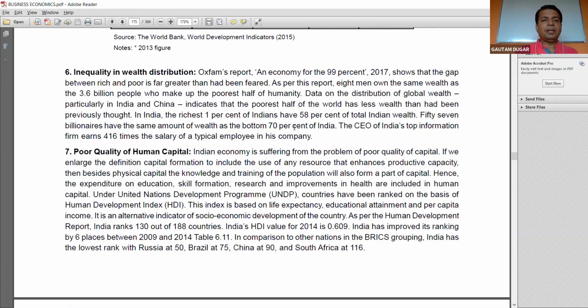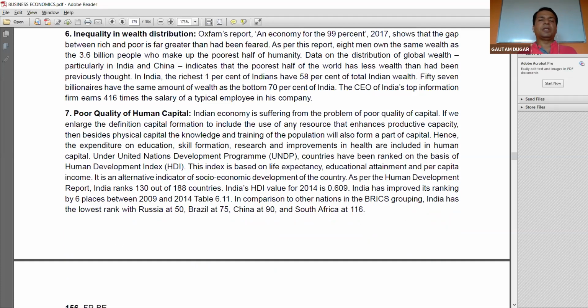Poor quality human capital. Human capital is very poor in India as per the reports of UNDP, United Nations Development Program. You must know the full forms. According to the reports of the UNDP, UNDP prepares the HDI, Human Development Index. Human Development Index is prepared on the basis of longevity, the life expectancy at birth, in terms of educational attainment, and several other factors. And according to the UNDP report, the quality of human capital in India is very poor.